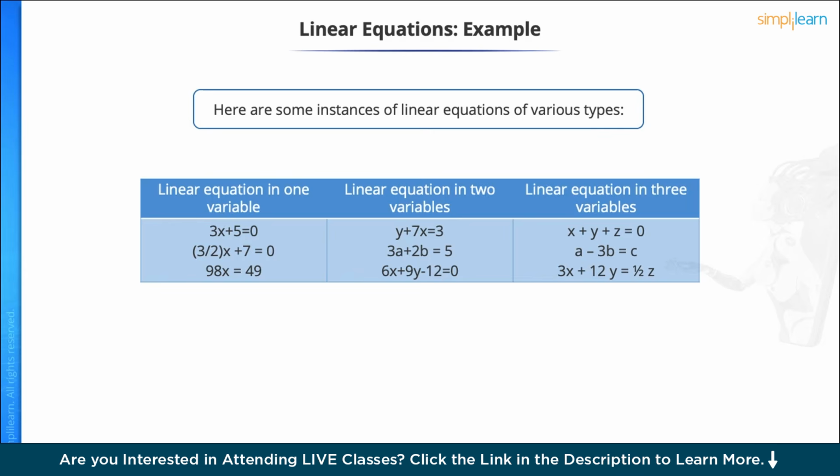Linear equations in one variable can be written as 3x + 5 = 0, or (3/2)x + 7 = 0, or 98x = 49. Linear equations in two variables examples can include y + 7x = 3, or 3a + 2b = 5, 6x + 9y - 12 = 0. Linear equations can also be written with three variables as x + y + z = 0, a - 3b = c, 3x + 12y = z/2.